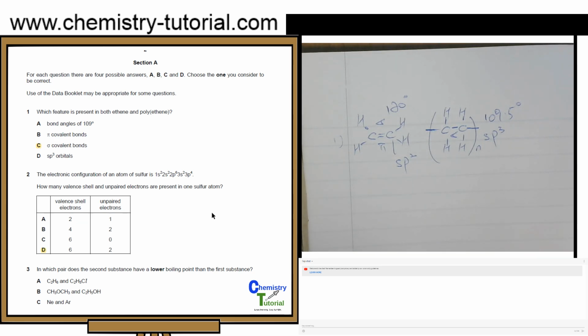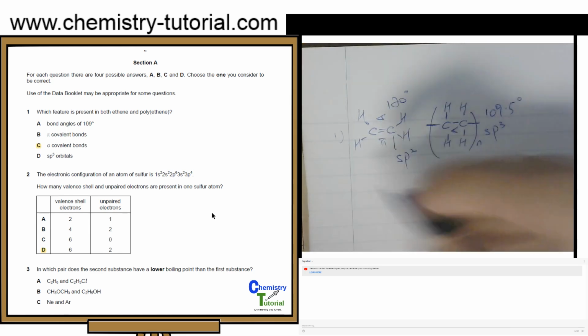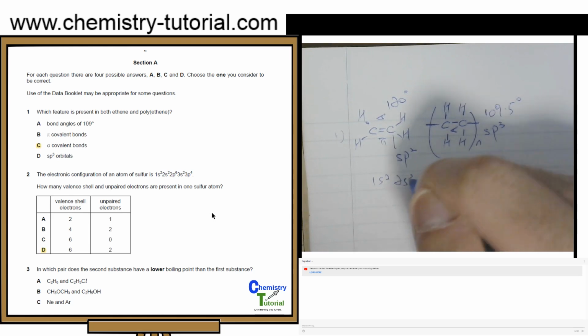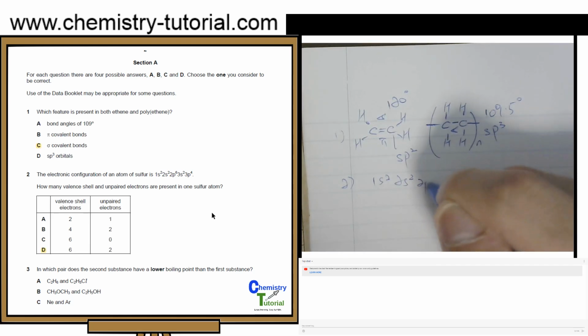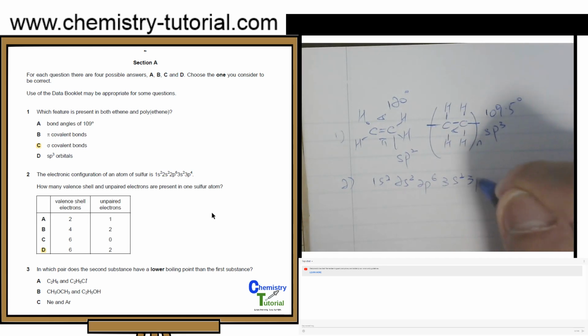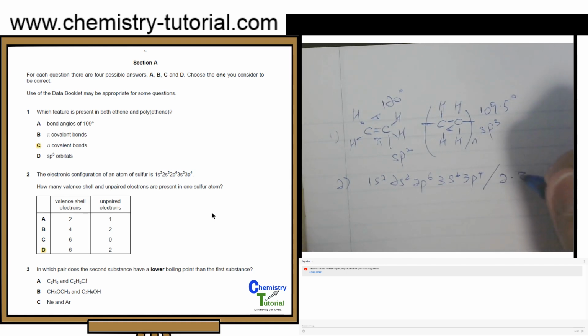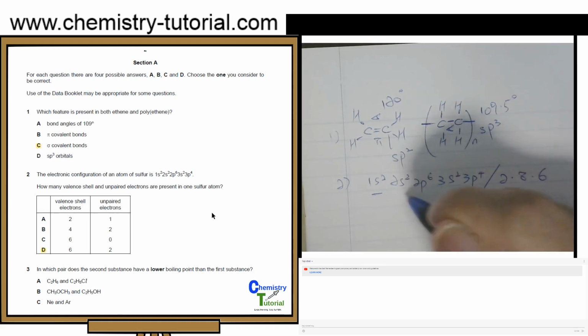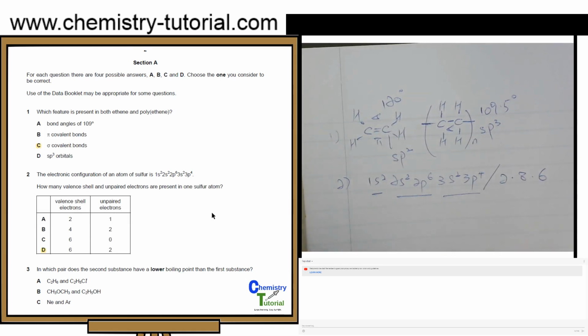For question 2, the electronic configuration of an atom of sulfur is 1s2, 2s2, 2p6, 3s2, and 3p4. How many valence shell and unpaired electrons are present in one sulfur atom? Now, in A-levels, we write the full electronic configuration as 1s2, 2s2, 2p6, 3s2, and 3p4. But for O-levels, we usually express it as 2.8.6, because 2, 8, and 6.